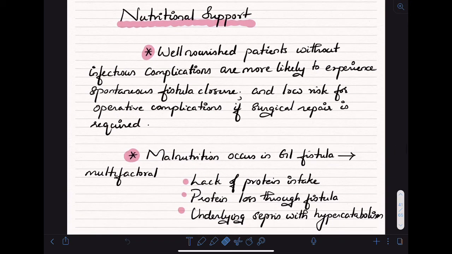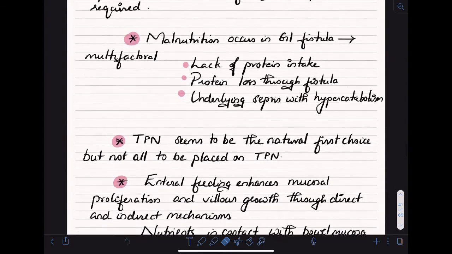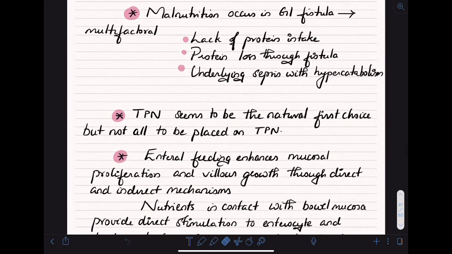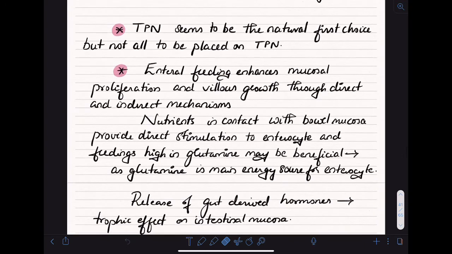Coming to nutritional support, well-nourished patients without infectious complications are more likely to experience spontaneous fistula closure and have low risk for postoperative complications if surgical repair is required. Malnutrition in GI fistula is multifactorial: lack of protein intake, protein loss through the fistula, and underlying sepsis with hypercatabolism. TPN seems to be the natural first choice, but not all need to be placed on TPN.